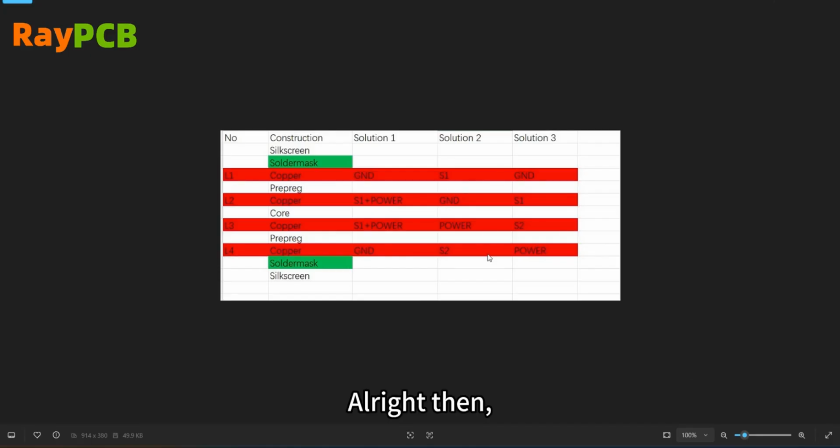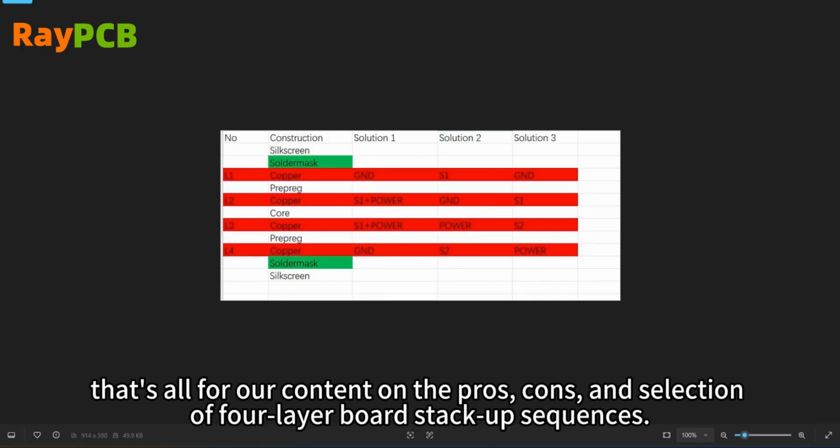Alright, that concludes our discussion on the pros and cons of 4-layer PCB stack-up orders and how to choose among them.